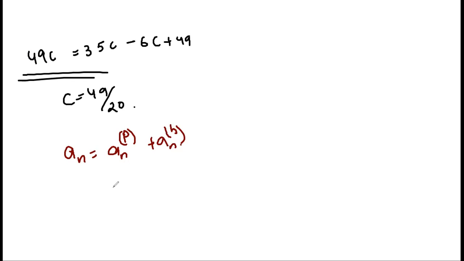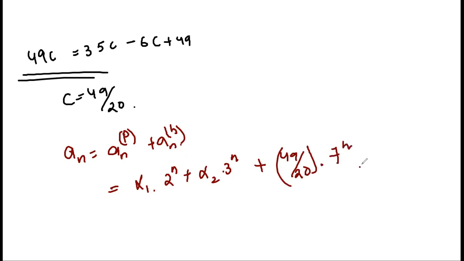So if we take that, then what is a_n^(h)? Alpha 1 into 2^n plus alpha 2 into 3^n. I took r1 as 2, I believe, so let's just check it, yeah. Then plus 49/20 into 7^n.